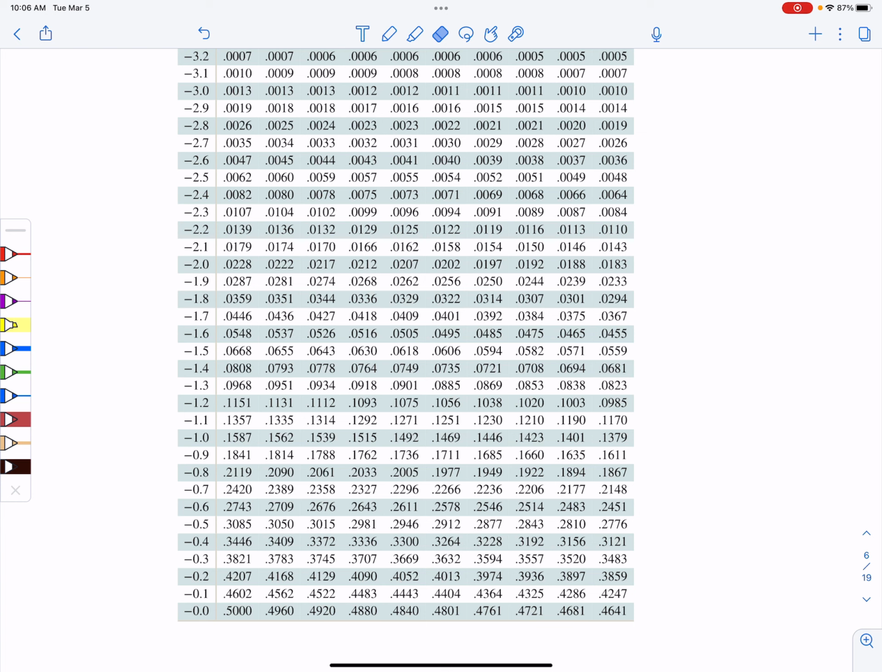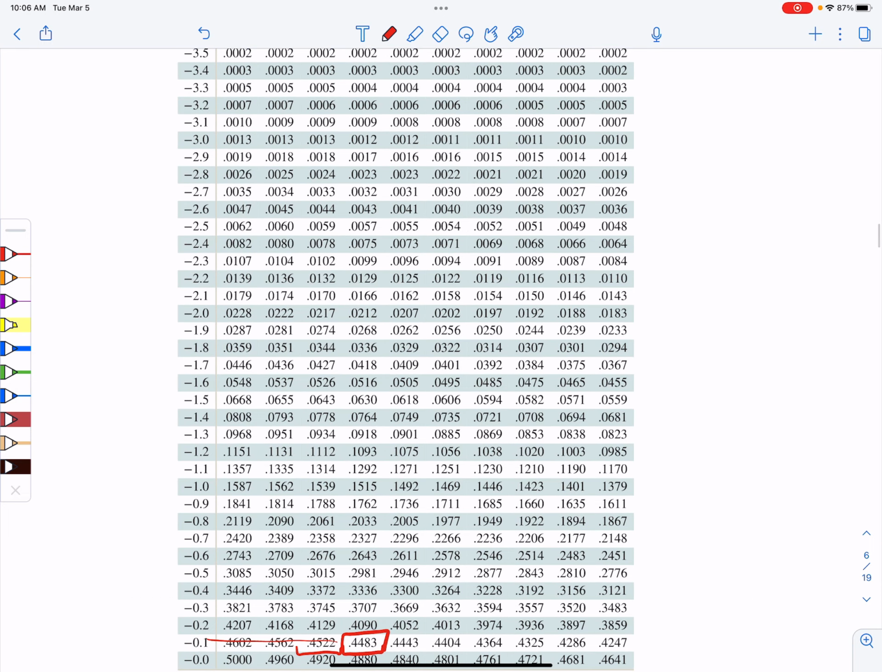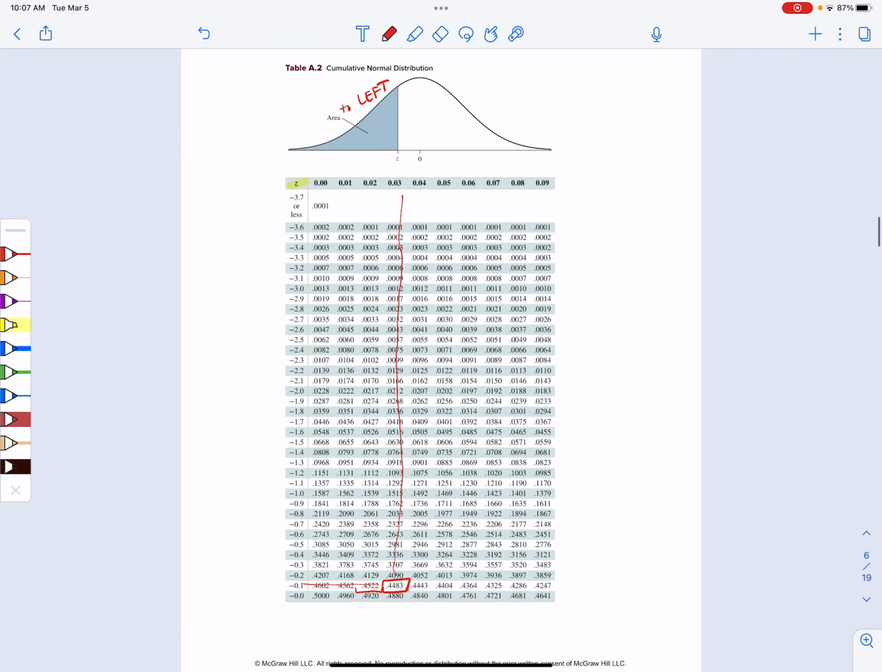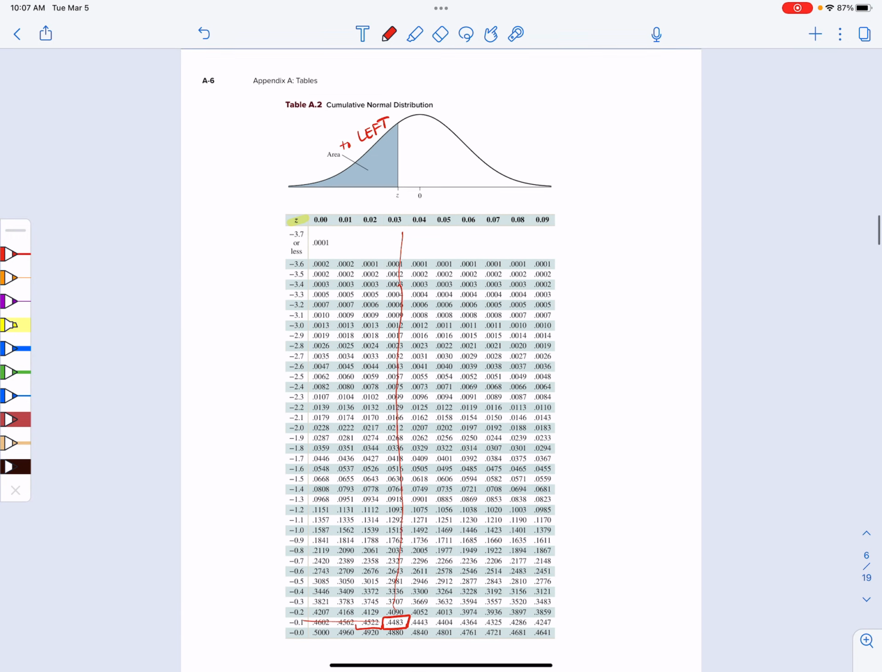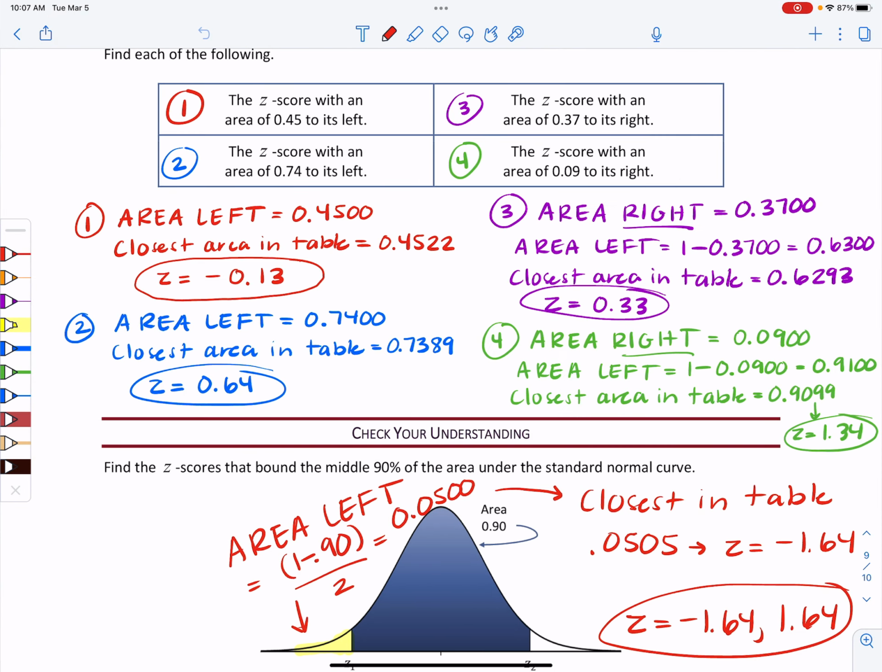All right, for 0.4500, the 2 areas on either side are 0.4483 and 0.4522. The one that gets a little bit closer was 0.4483. And so the z-score, using the corresponding row and column, was negative 0.13. For each of the others, if it was an area right, I just made sure that I subtracted it from 1 before I started searching my table.